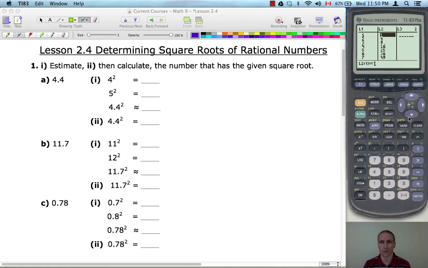So we've got 1 squared is 1, 2 squared is 4, 3 squared is 9, 4 squared is 16, 5 squared is 25, 6 squared is 36, 7 squared is 49.